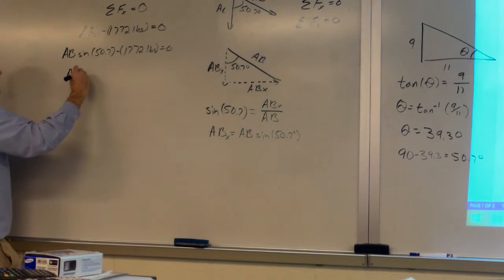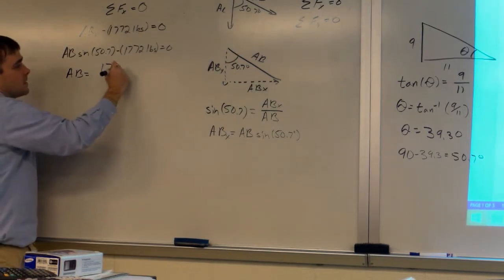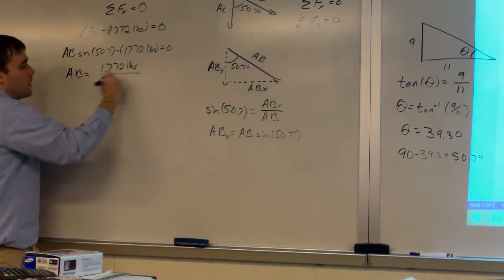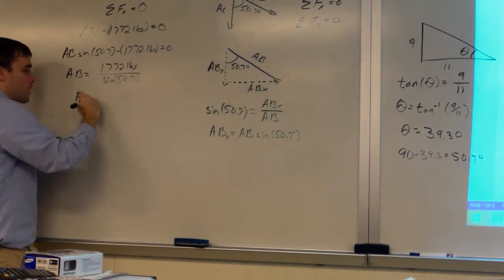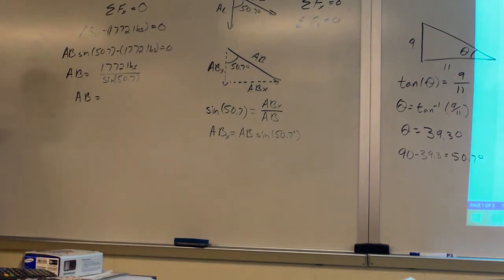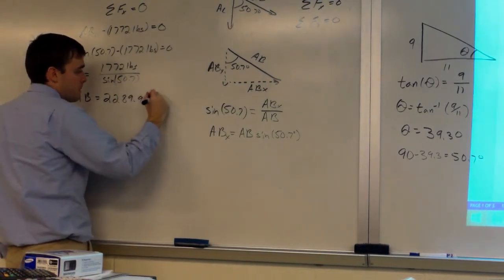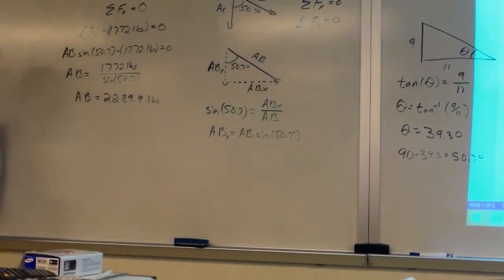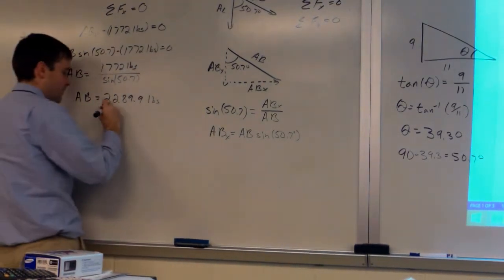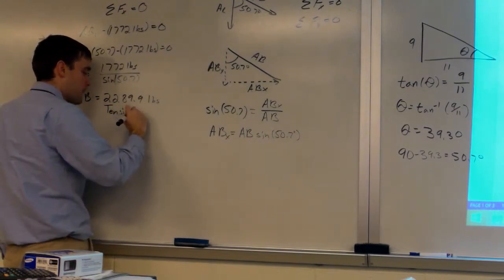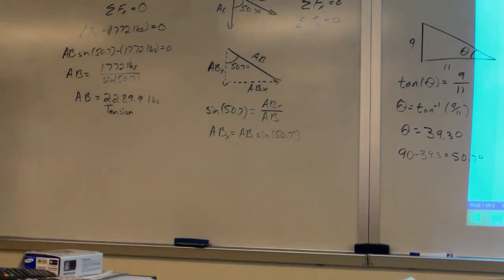So we get AB ends up equaling 1772 pounds divided by sine 50.7. And what's AB equal? 2,289.9 pounds. And is that tension or compression since it's positive? Tension. Good job, Garrett. And since it's positive, do we have to change around any arrows? Nope.